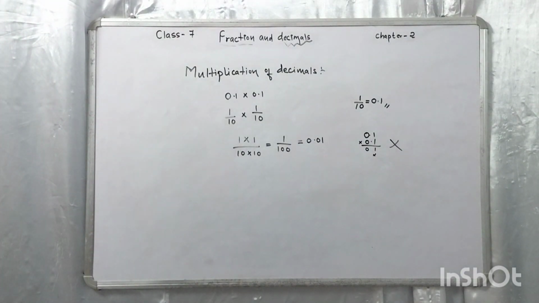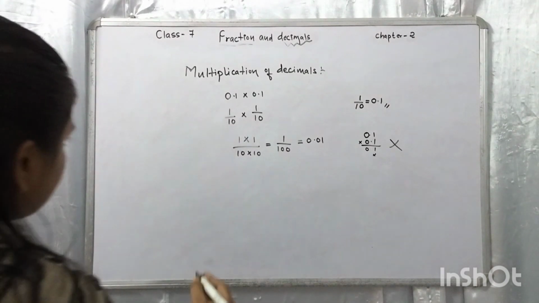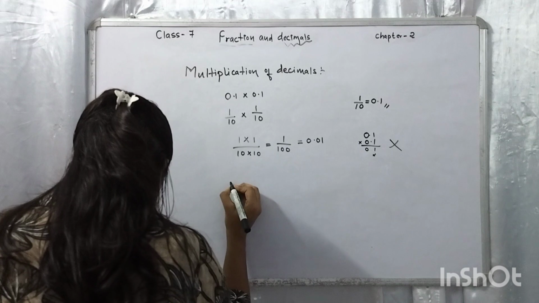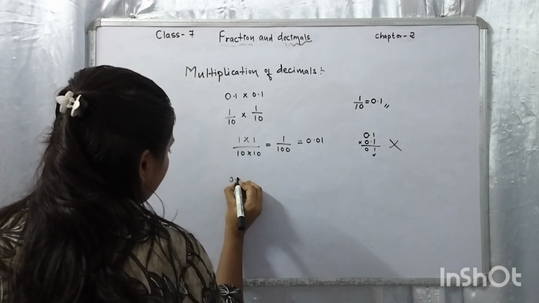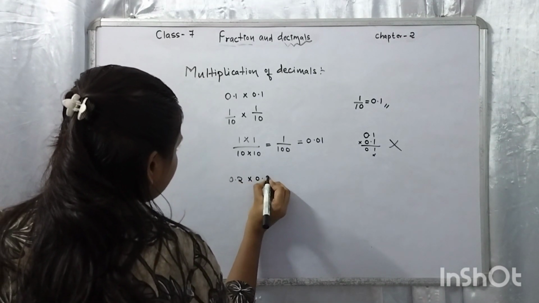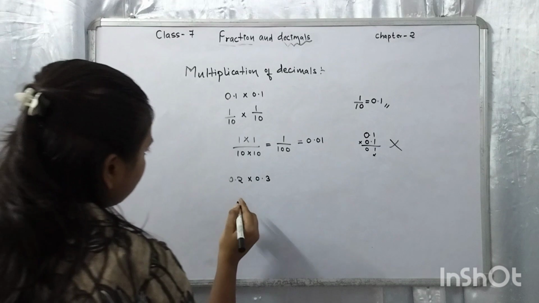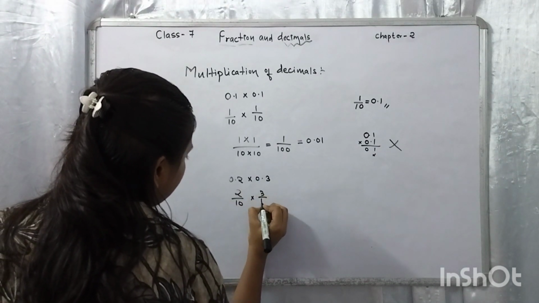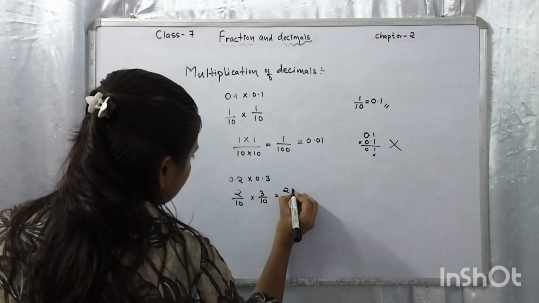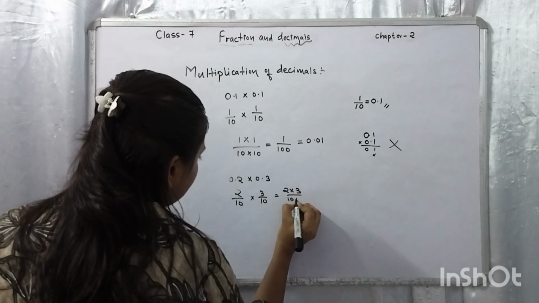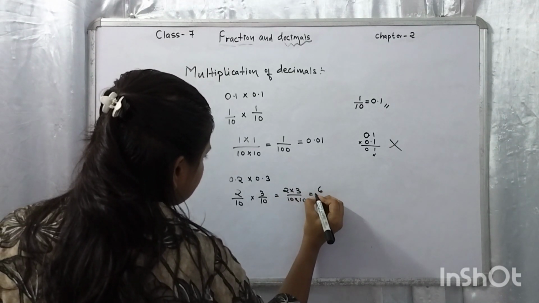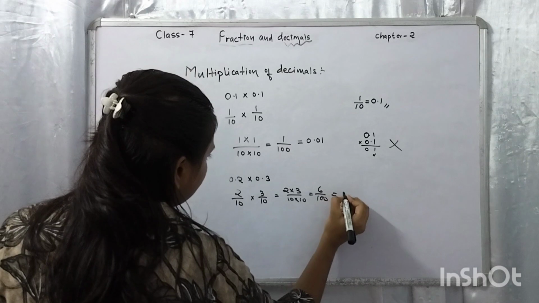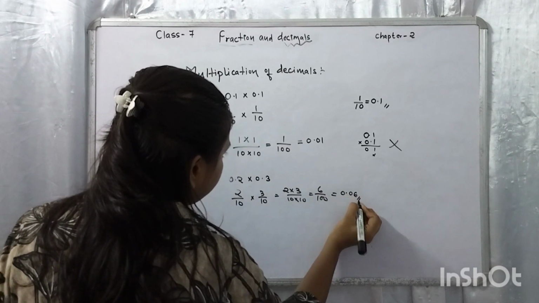Fine. I will teach you how this came in my next step. But before that, let's just understand how to multiply a decimal with another decimal. So let's take another example, that is 0.2 into 0.3. 0.2 can be written as 2 divided by 10, into 3 divided by 10, that is 2 into 3 by 10 into 10, that is 6 by 100 or 0.06. Fine?